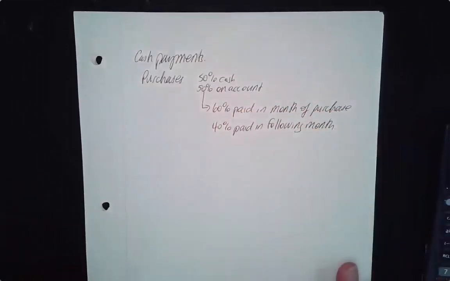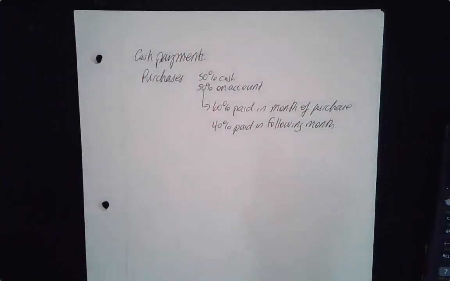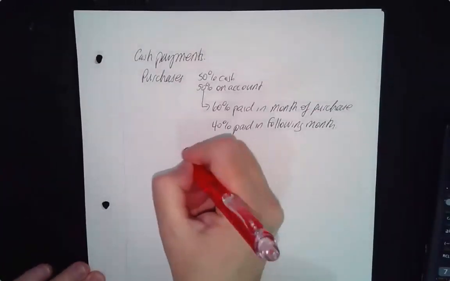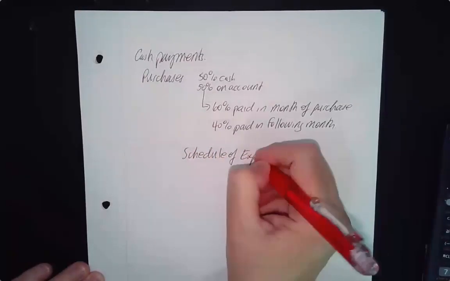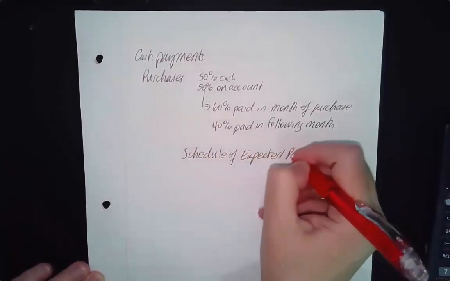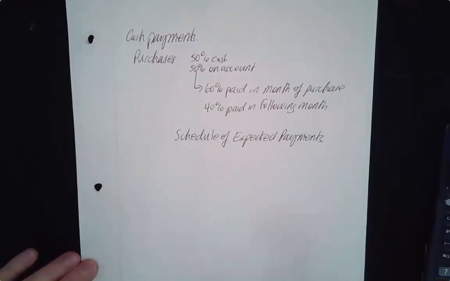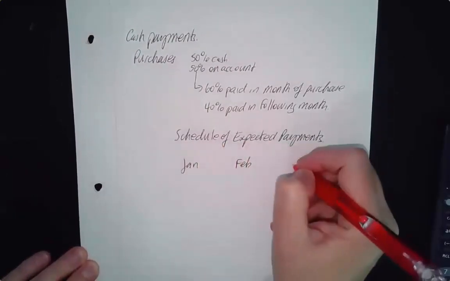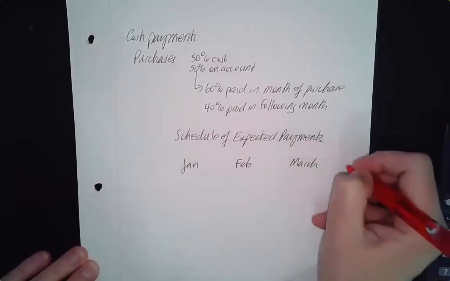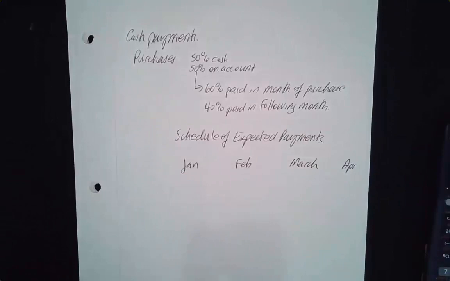Now I'm going to do the exact same thing that I did before. I'm going to do a schedule of expected payments. And I'm going to do the cascading effect, but for a payment instead of a collection. So I'm still going to have January, February, and March. I'm going to put April, even though we don't need April. We don't actually need January, February. I just want to show it, right?